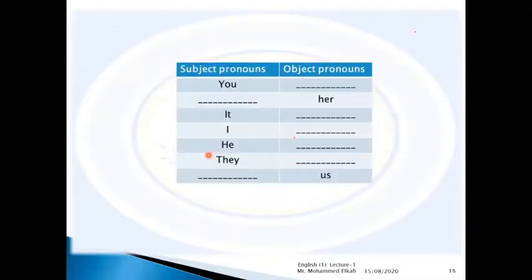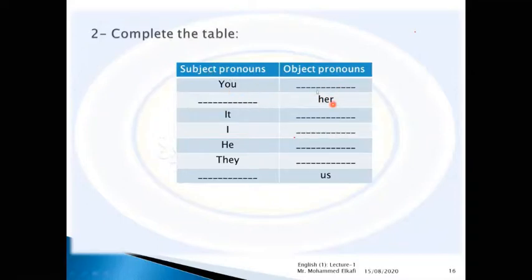Here also some other question. Complete the table. Here we have subject pronouns, or subjective pronouns, and objective pronouns. For example, here you have you. This is a subject. What is the object from it? It's you. Small letters. Y-O-U. Here we have the subject pronoun.